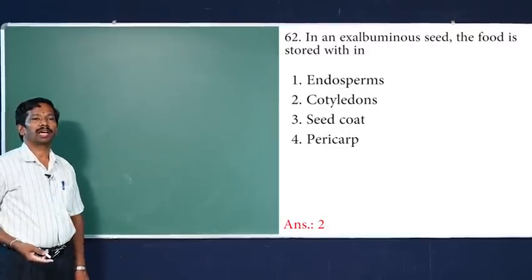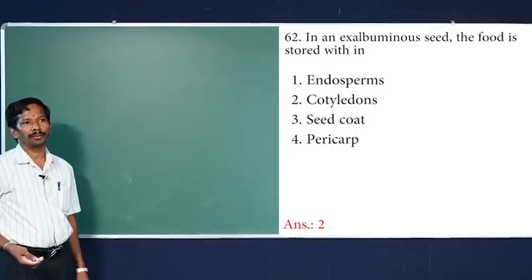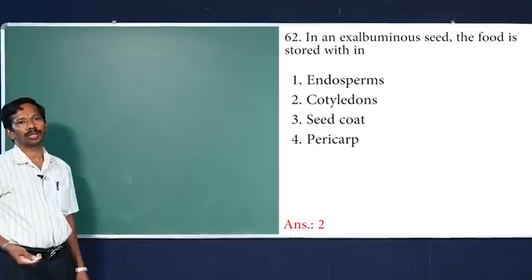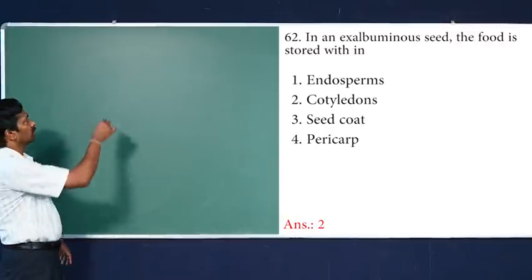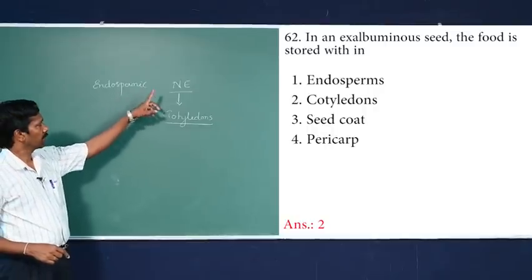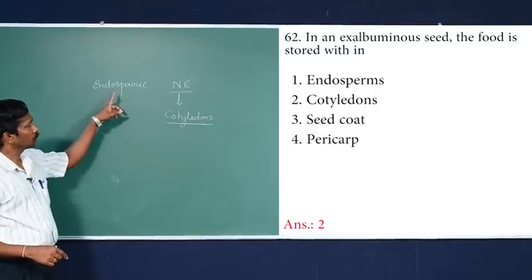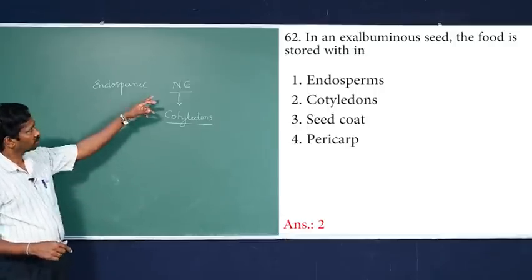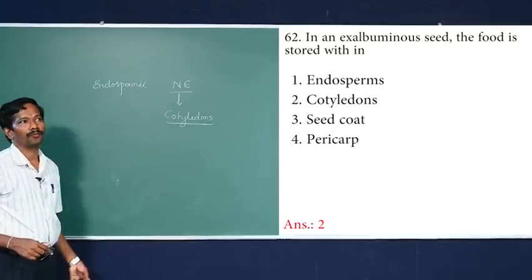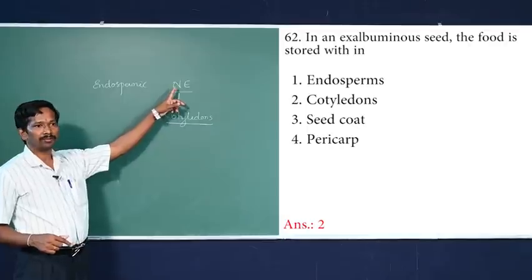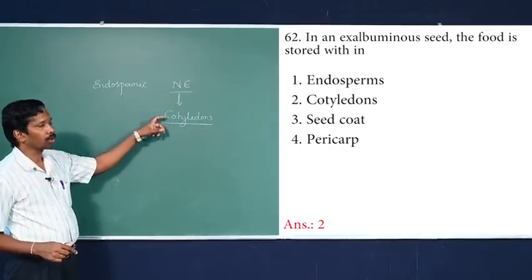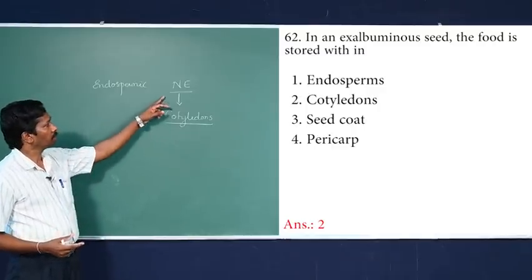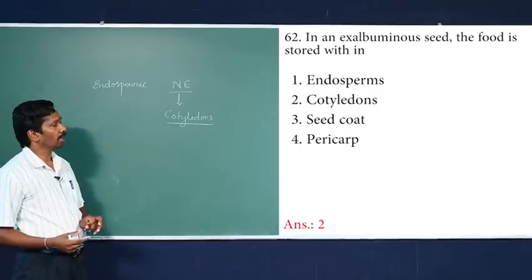62. In exalbuminous seeds, the food is stored within. Answer is endosperm. Second option cotyledon. Third option is seed coat. Fourth option is pericarp. Types of seeds when we consider, in case of seeds there are two types, endospermic and non-endospermic seeds. In endospermic seeds, endosperm is retained even after embryo development, and that is assisting germination of seeds, whereas non-endospermic seed, endosperm is consumed after embryo development, so that for the purpose of germination the reserve food material is stored in the form of cotyledon. So therefore in exalbuminous or non-albuminous or non-endospermic seed, answer should be second, that is cotyledons will be storing the organic food material.